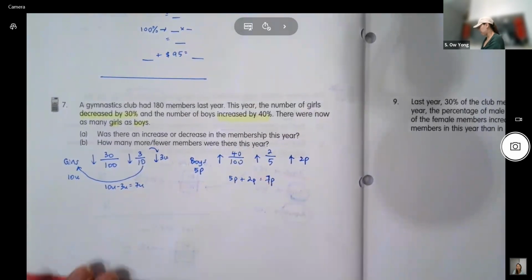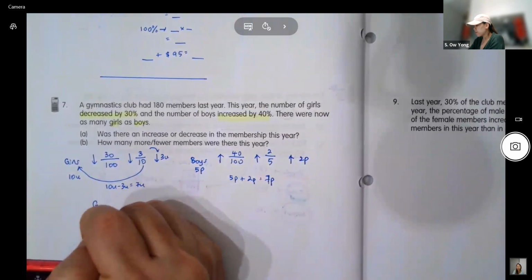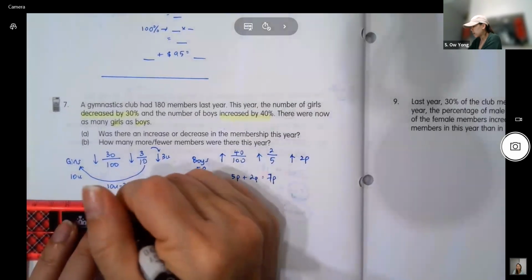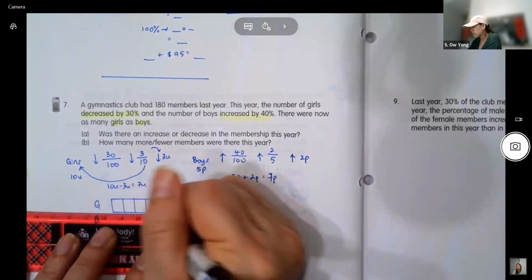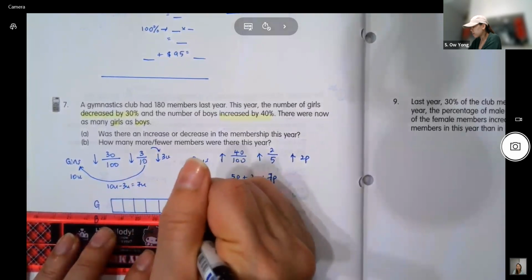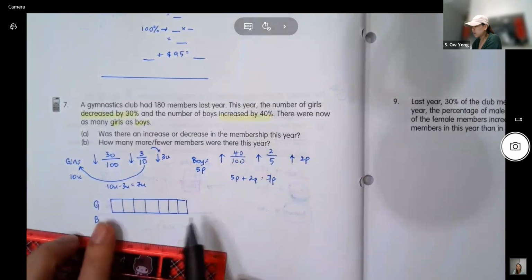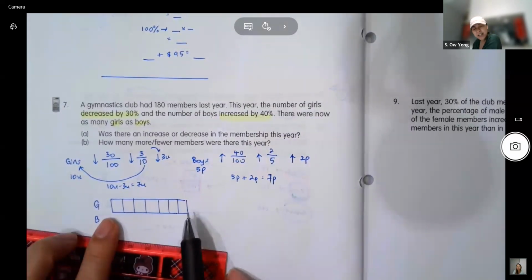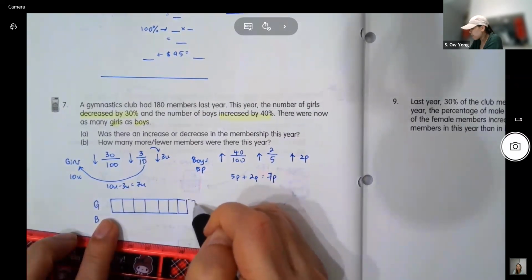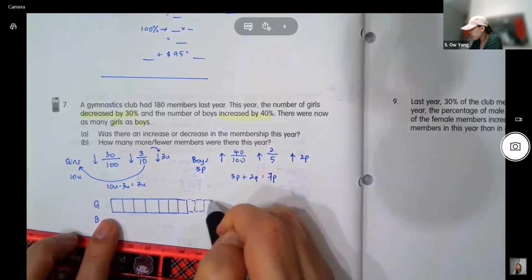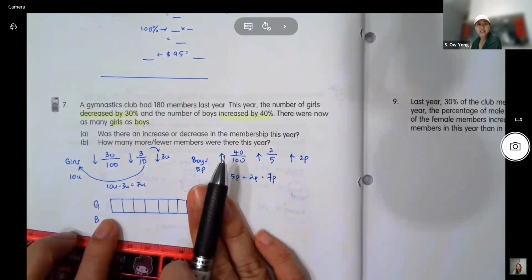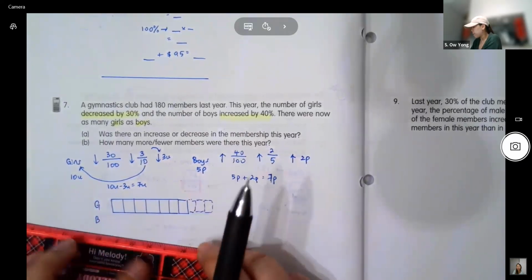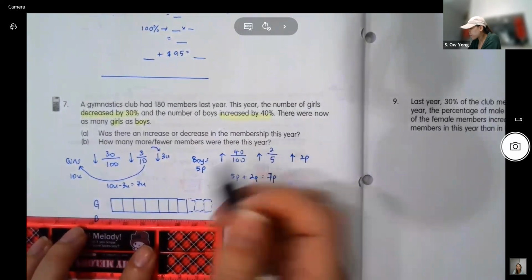So if you draw a model, you will realize that the girls is left with 7 units, but initially the girls actually have 10. Then now after decreasing, it's left with 7. For the boys, initially have 5.